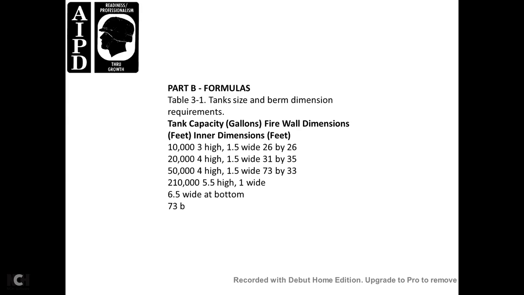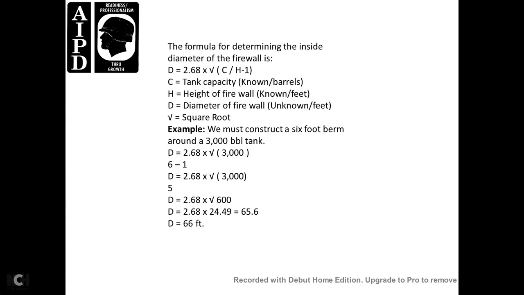210,000, 5 foot high, 1 foot wide, 6 foot wide at the bottom by 73. The formula determining the inside of the diameter of the firewall is D, the diameter of the firewall, unknown feet, equals 2.68 times the square root of the tank capacity, known barrels, divided by the height of the firewall, minus 1. We must construct the 6 foot berm around the 3,000 barrel tank. Diameter is 2.68 times the square root of 3,000 over 6, minus 1. You get the diameter of the firewall, 66 feet.